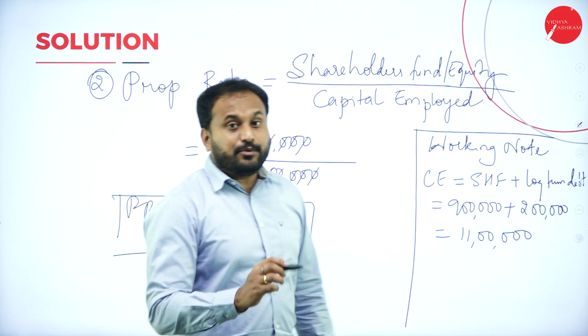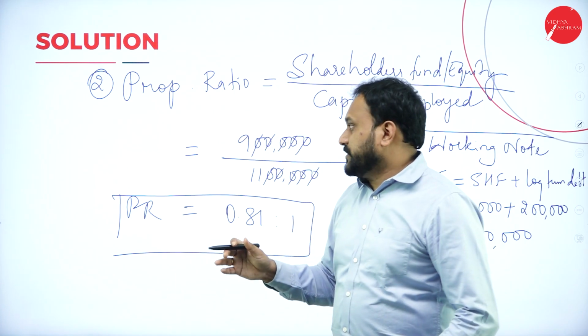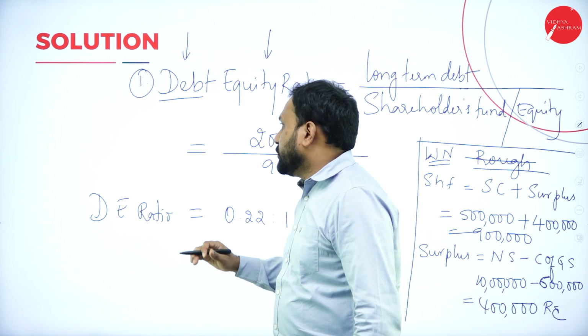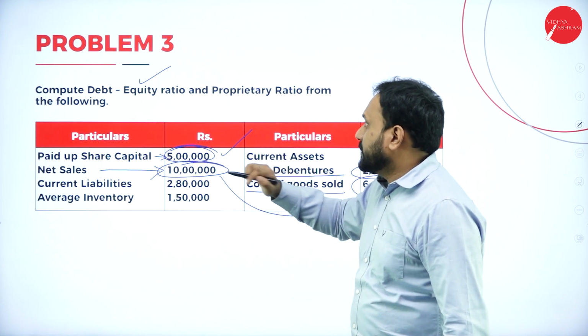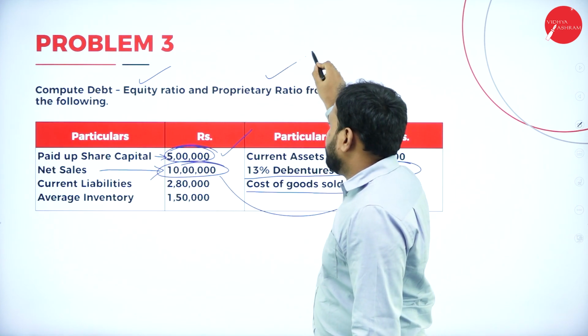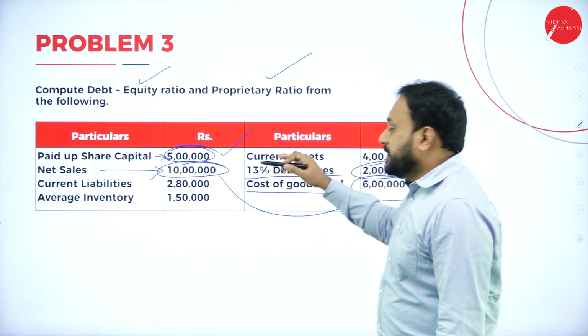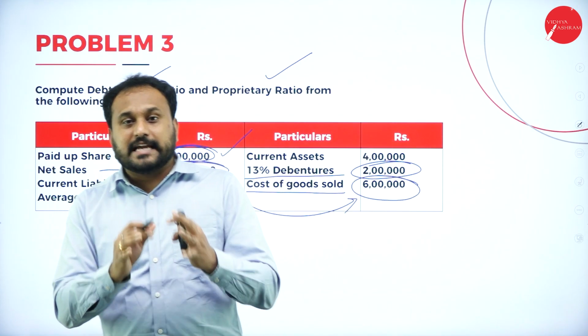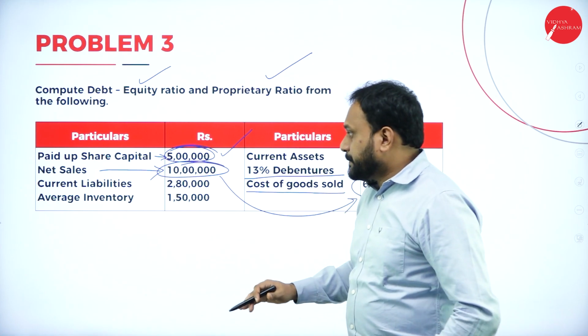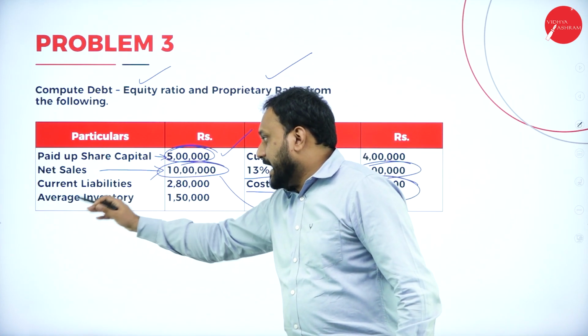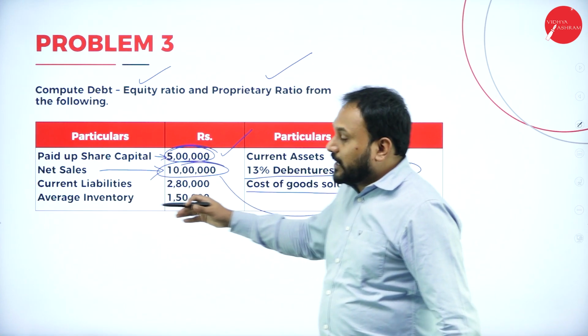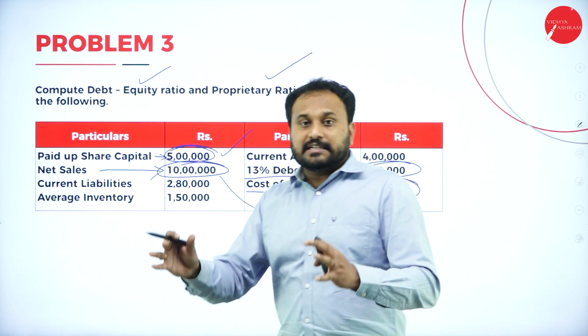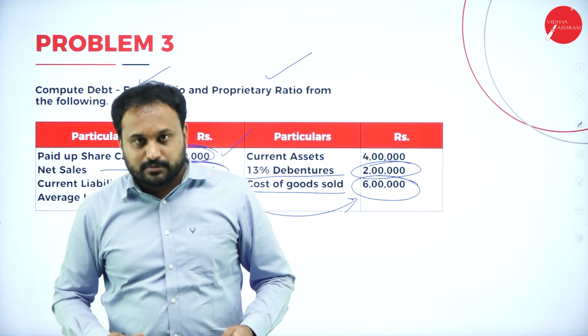So I'm done with my two of the things. The question has asked me proprietor ratio and the debt equity ratio. See, debt equity ratio and proprietor ratio from the following. So I've done both the things. Easy for you people. Now next, what exactly you are supposed to do is understand we have current liabilities here, average inventory is here. See, there are relevant, irrelevant, everything is there. But what is that you are supposed to do?